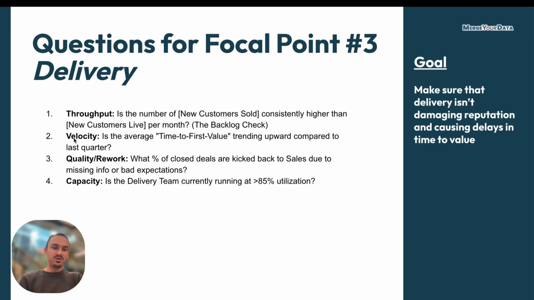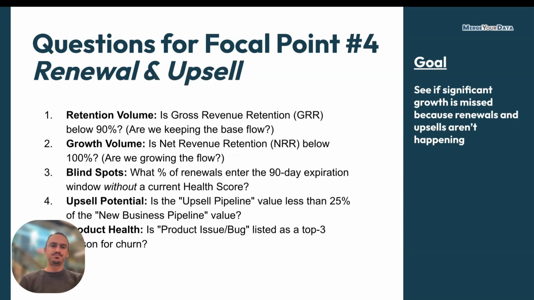And so we look at throughput, we look at the velocity in terms of the time to value, we look at quality, so any rework percentages or refund percentages, and then capacity. Typically, we want delivery teams around 85% capacity. That's usually like the max that you can achieve. Anything significantly below that or even above that is a concern.